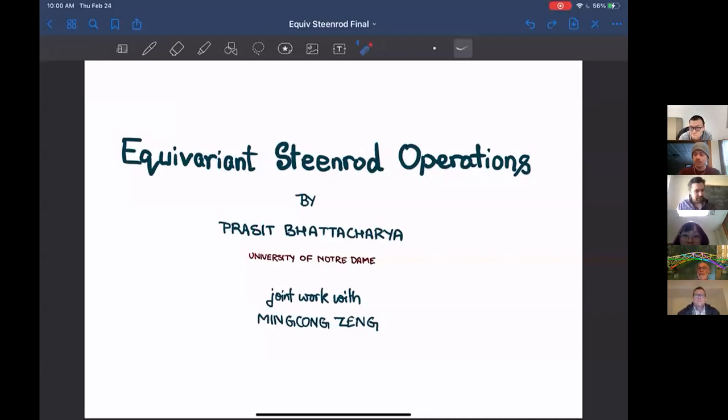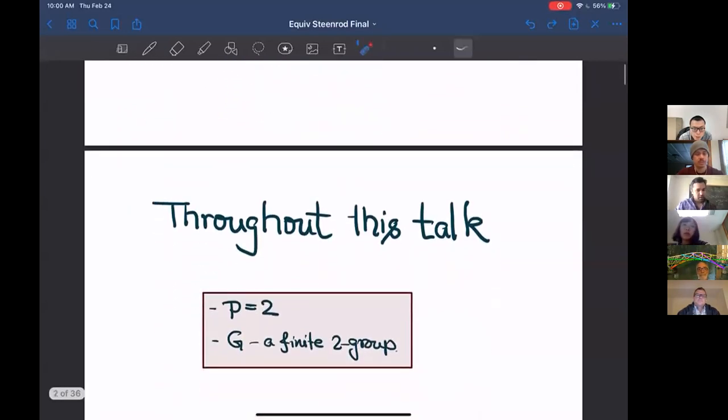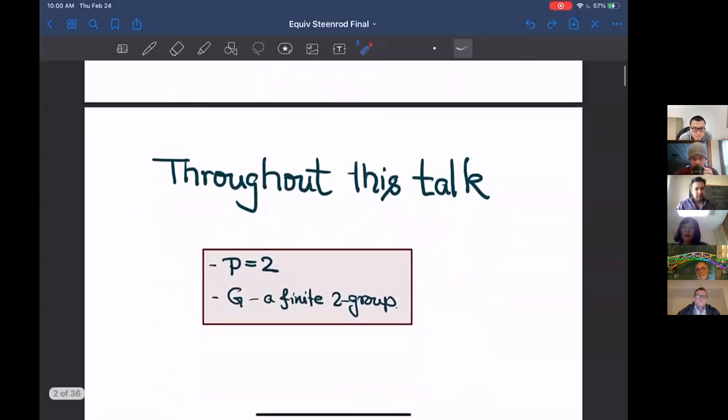So I'm going to start by saying that today's talk is joint work with Ming Kong Zhang. Throughout this talk, I will restrict myself to the prime two, and my group G is going to be a finite two group. This is only an assumption so that I can avoid odd primary technicalities and present the gist of the work. This does not mean that there are no odd primary analogs. In fact, there are, and they are equally good.